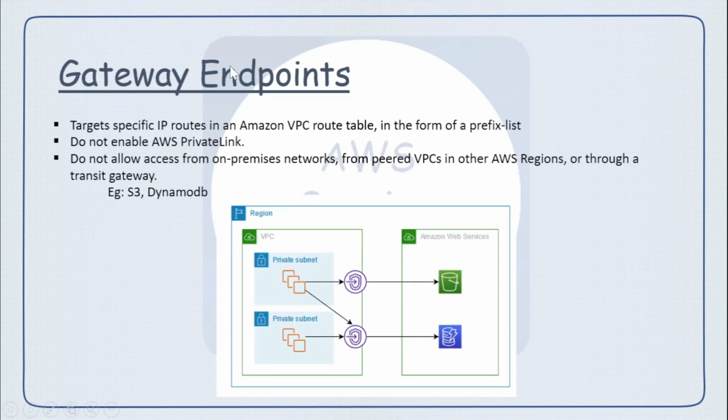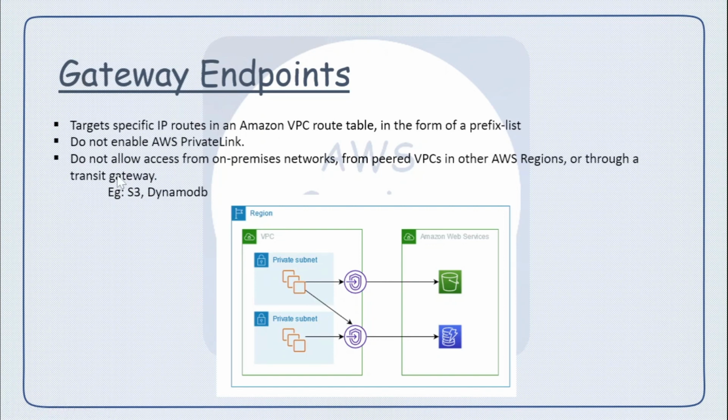Next is the gateway endpoint. It works a little bit differently. First of all, it uses the VPC route table for communication, and it targets specific IP routes in a VPC route table in the form of a prefix list. An interface endpoint works on the basis of private addresses or ENIs, but a gateway endpoint uses the VPC route table for traffic routing. And most importantly, it does not use AWS PrivateLink, whereas an interface endpoint does.